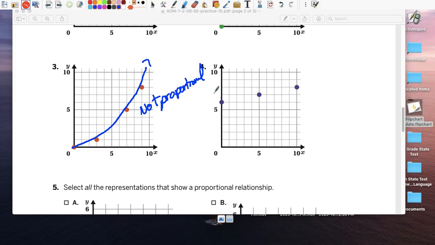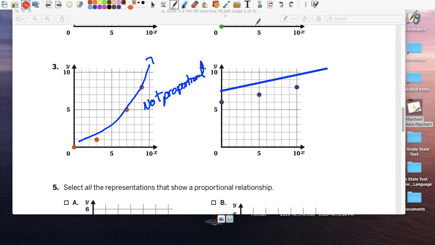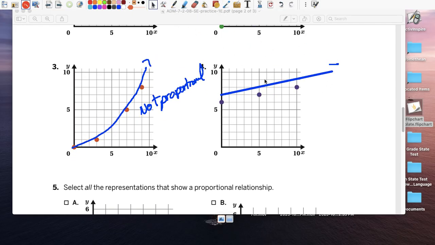This one, again, visually speaking, connect. The straight line, check, yes. But what is it missing? Oh, it does not go through 0, 0, the y-intercept.